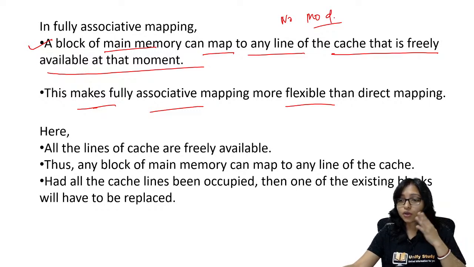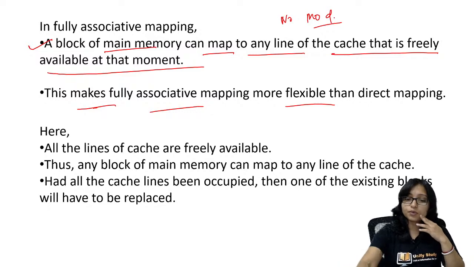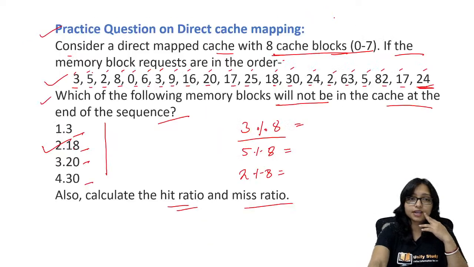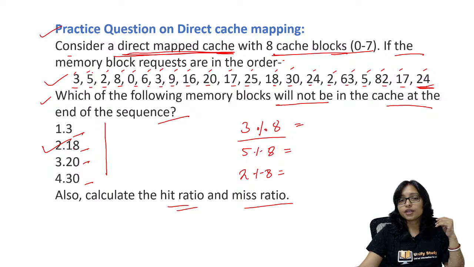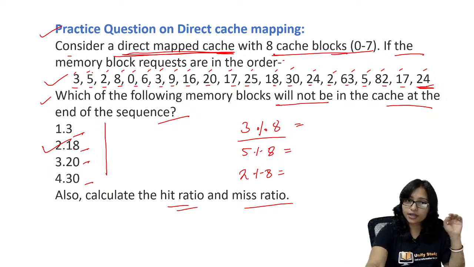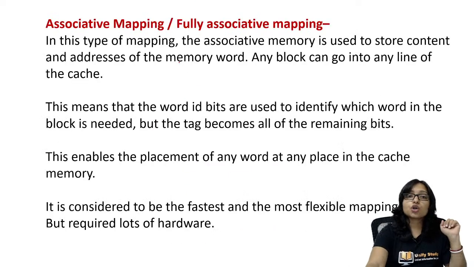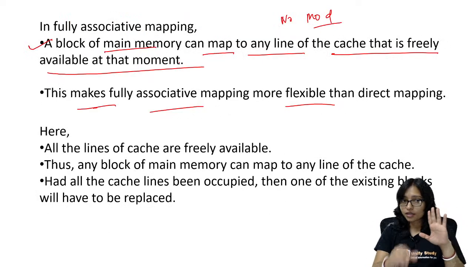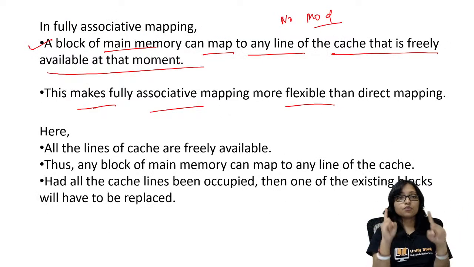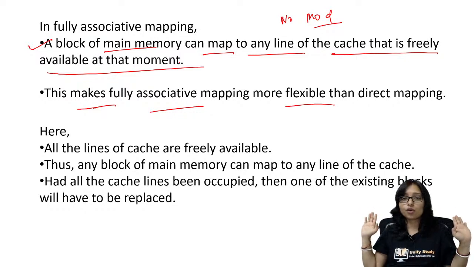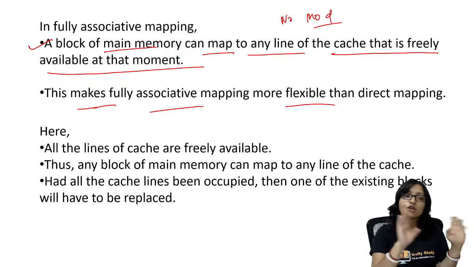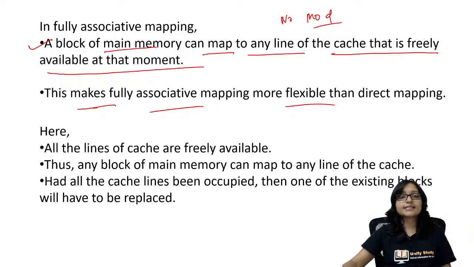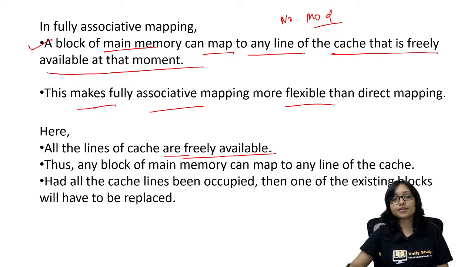Yes, the mapping type will be given in the question. Definitely, it will be a direct map cache, definitely it will be given to you. Okay, so what is the difference? Try to remember. Fully associative, no mod operation. Wherever I am getting a free place, I will go there. All the lines in the cache are freely available.